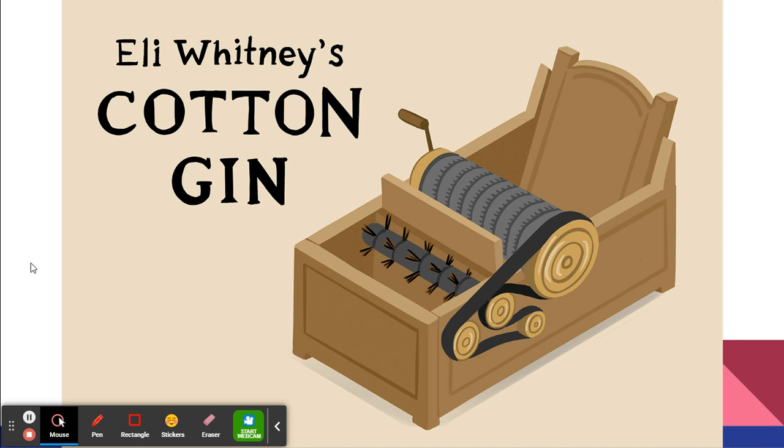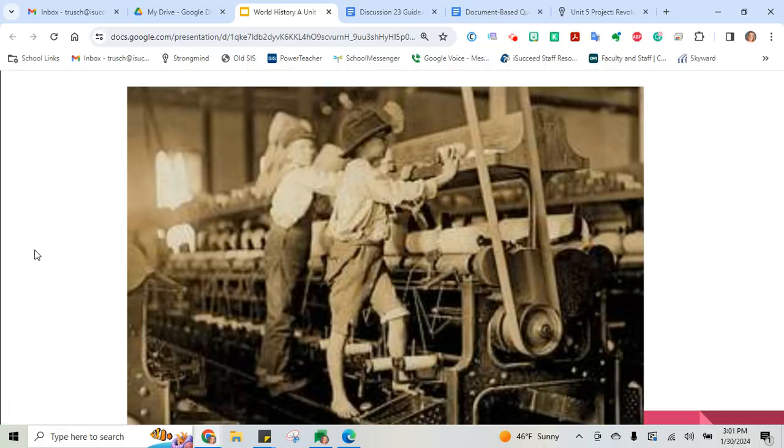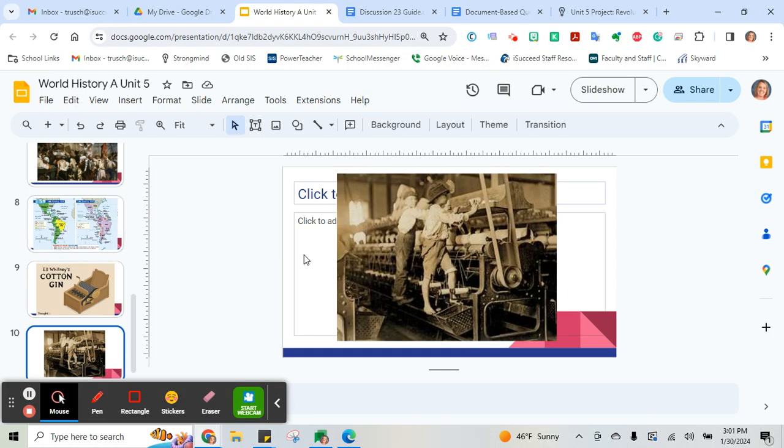And then also just the urban growth and the social impact, and you see these little kids working in the mills. And that kind of breaks your heart, honestly. So, anyway, a lot going into this unit.